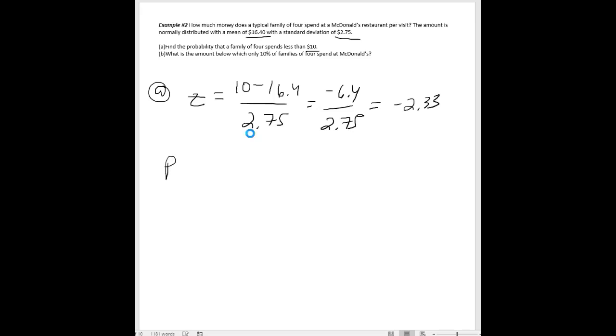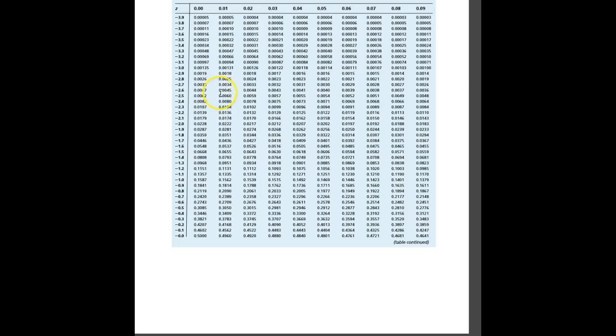All right, so now we want to know what is the probability that they spend less than $10. So it's going to be, what is the probability that z is less than negative 2.33. Okay, so this is easy. Now we know how to do this. We don't have to do any manipulation on the table because it's a less than probability.